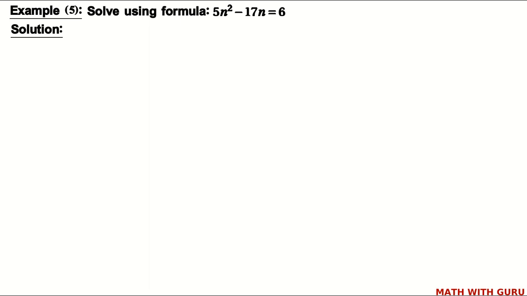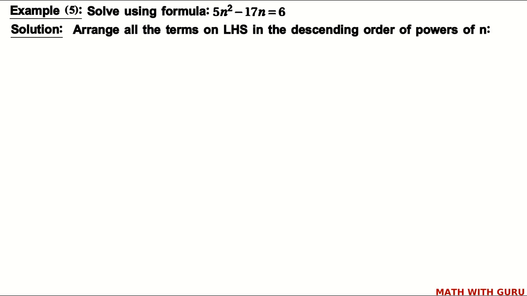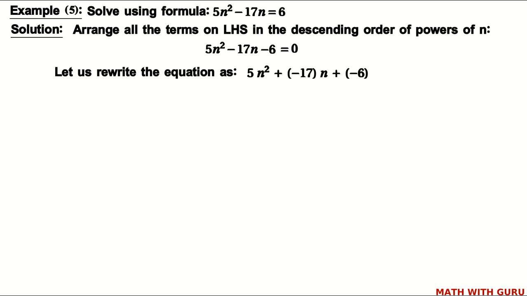Consider one more example. 5n squared minus 17n equals 6. We must arrange all the terms on the left hand side in the descending order of powers of the variable. The variable here is n. Bring 6 to the left hand side. It becomes negative. Let us rewrite the equation as 5n squared plus minus 17n plus minus 6 equals 0. Here a is 5, b is minus 17, c is minus 6.